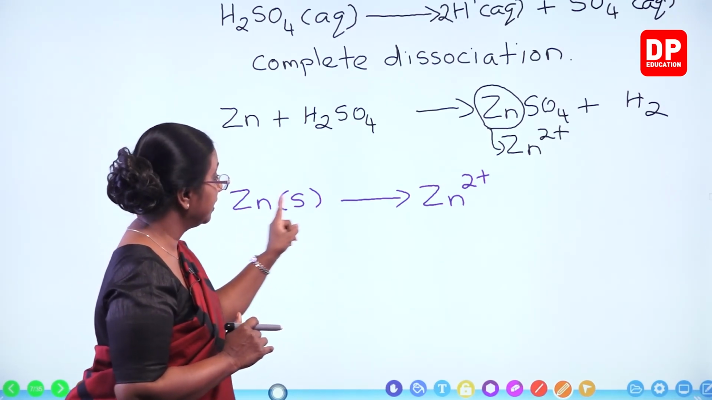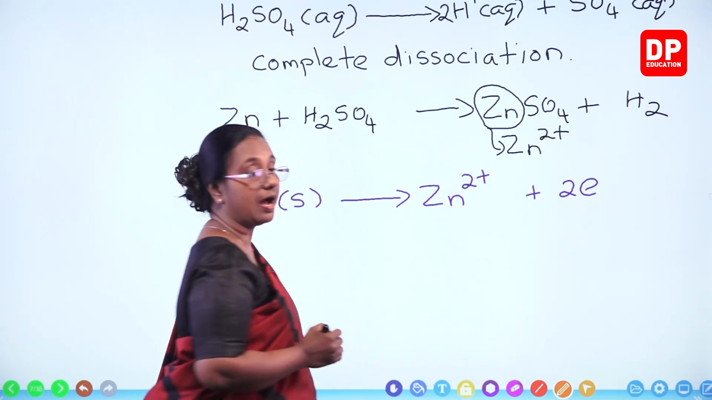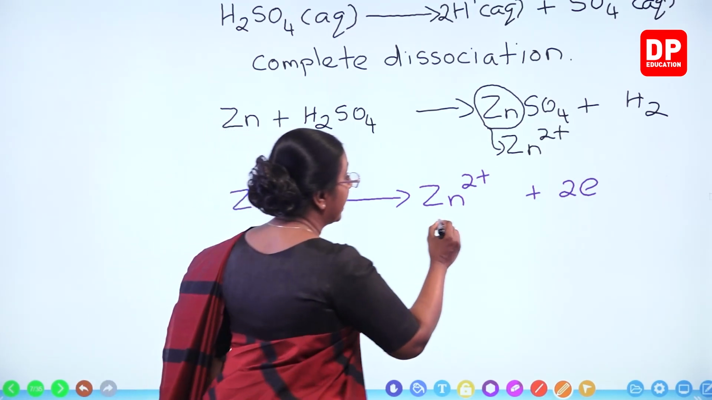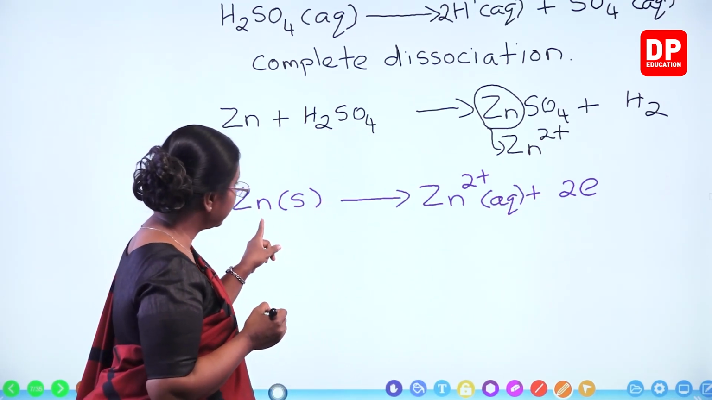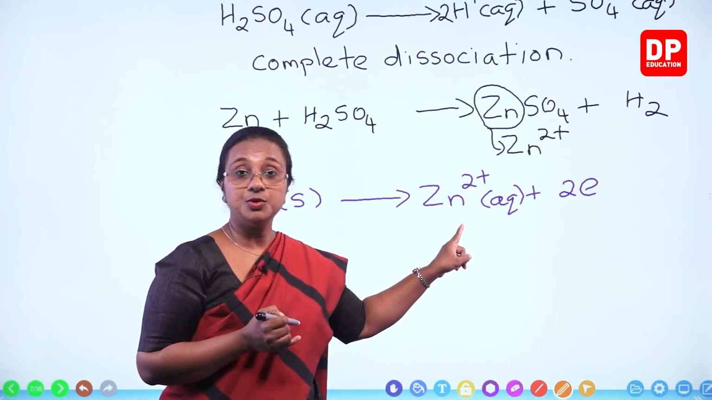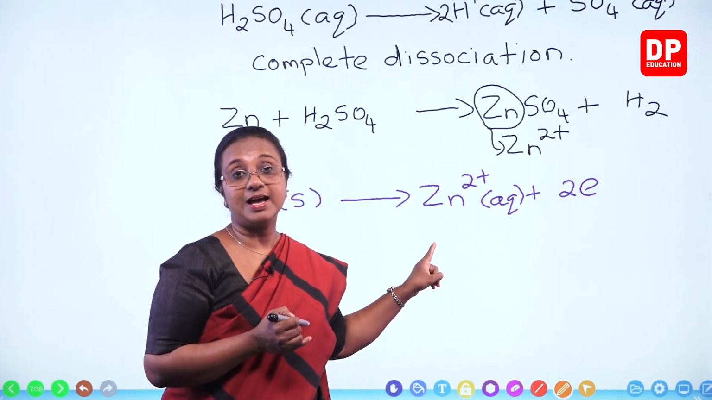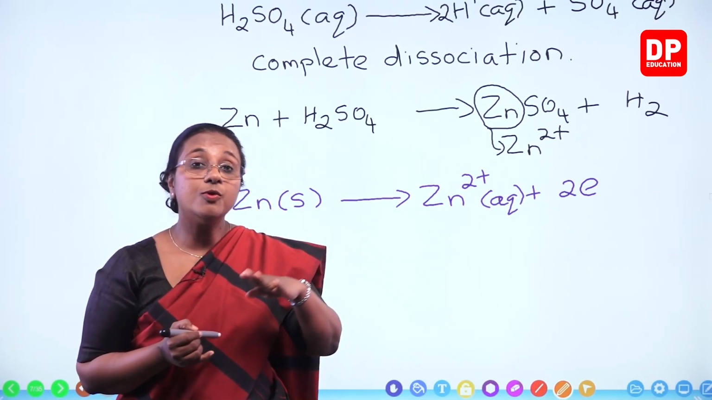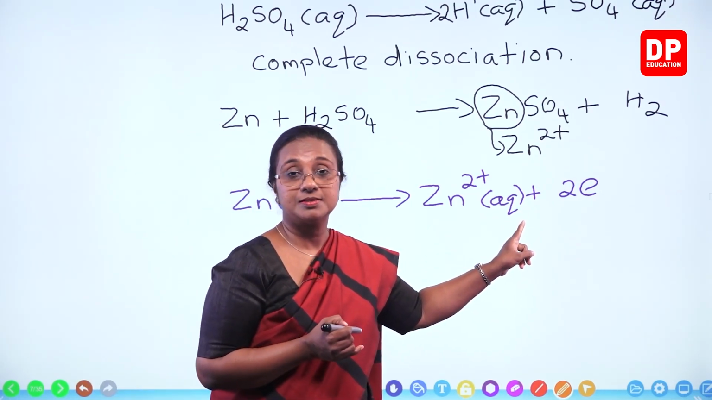So, from zinc, electrons are lost and because of that, they become Zn2+ ions, or zinc 2 plus ions. Here, this will be in the aqueous state. Now, zinc is the solid. Zinc reacts with acid and becomes zinc 2 plus ions by losing 2 electrons. These zinc 2 plus ions cannot remain in the metal. They go into the solution. So, that is why this becomes aqueous.